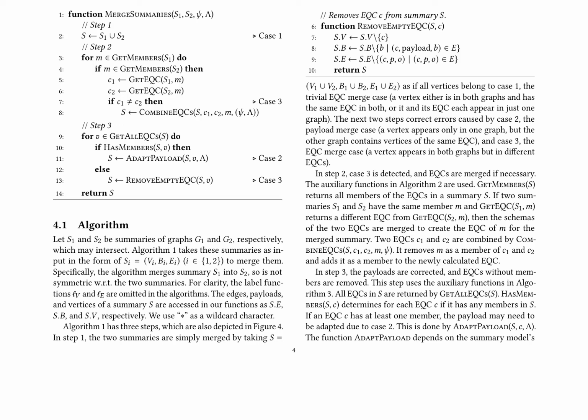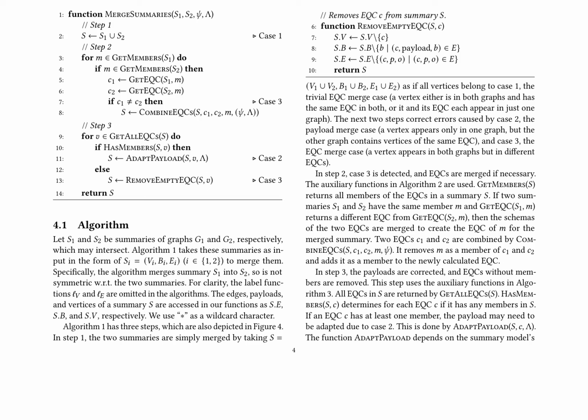The third step corrects errors caused by case 2, where a vertex appears only in one graph, but the other graph contains vertices of the same EQC. Auxiliary functions are employed to retrieve all EQCs in the merged summary, determine if an EQC has members, and adapt payloads accordingly. This step is crucial in maintaining the accuracy and consistency of the merged summary.